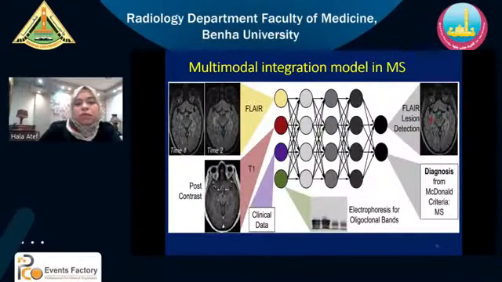As we see here, this is a multimodal integration model for an MS case. We collect the imaging data. As we see here in this FLAIR image, we show an area of increased signal intensity with subtle post-contrast enhancement. We collect this imaging data besides the clinical data of the patient and the laboratory data, such as clonal bands in electrophoresis. All this data is fed into the input layer of the artificial neural network. This information passes through multiple hidden layers to get to the output layer and give us the final diagnosis as an MS case.